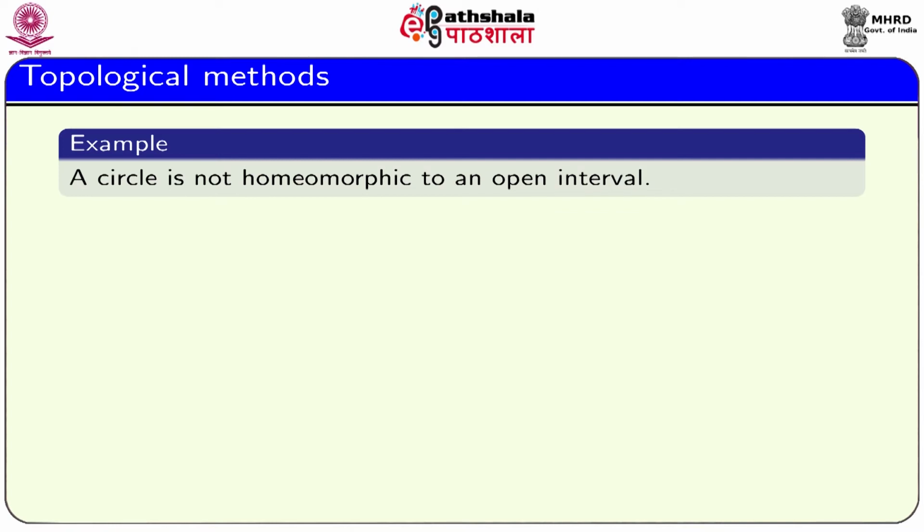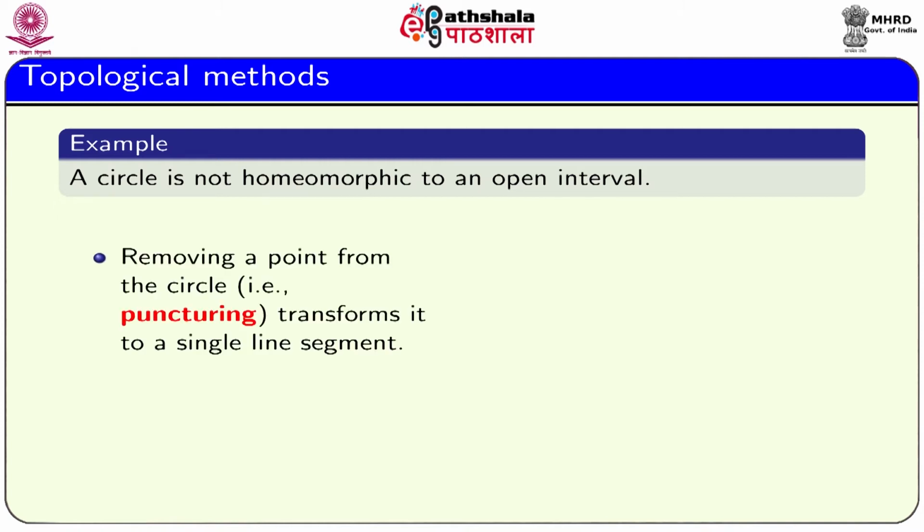Now let us take another example. A circle is not homeomorphic to an open interval. Now this time we have to show that two things are not homeomorphic. Simply removing a point from the circle transforms it to a single line segment. On the other hand, removing a point from the open interval breaks the open interval into two pieces of line segments.